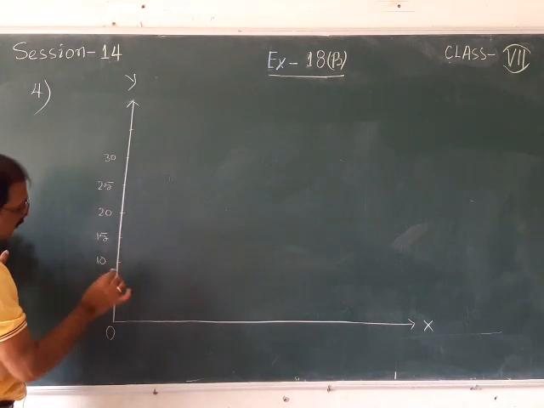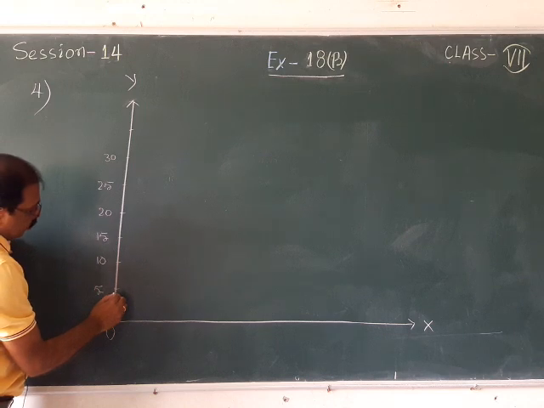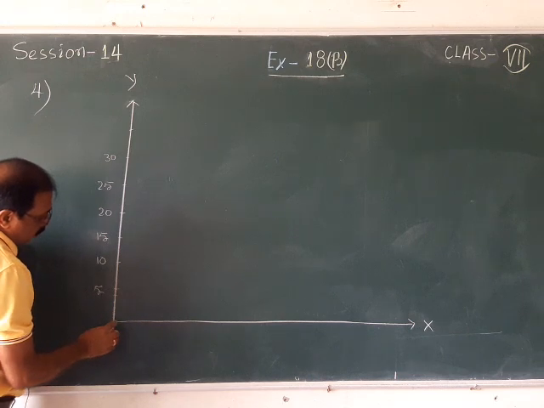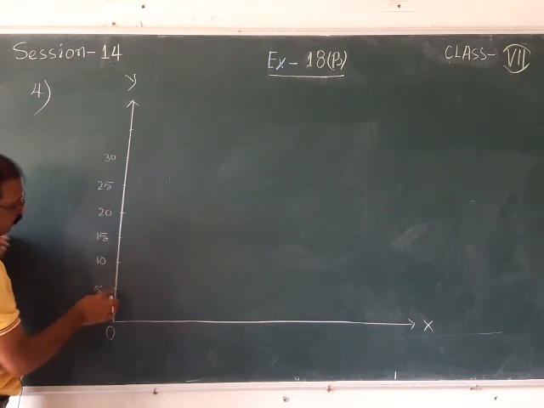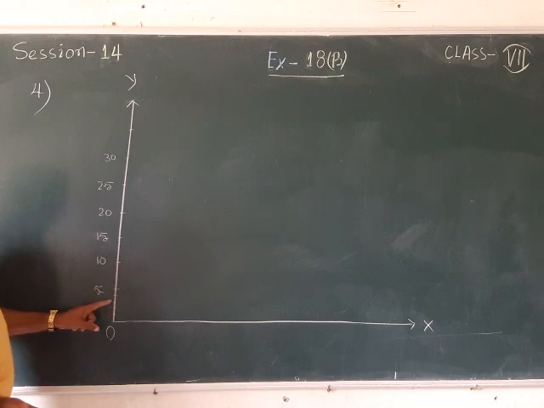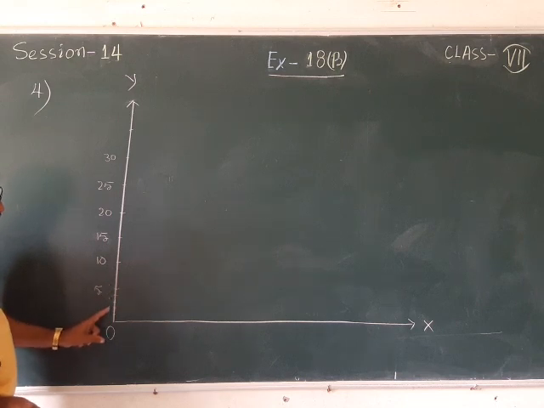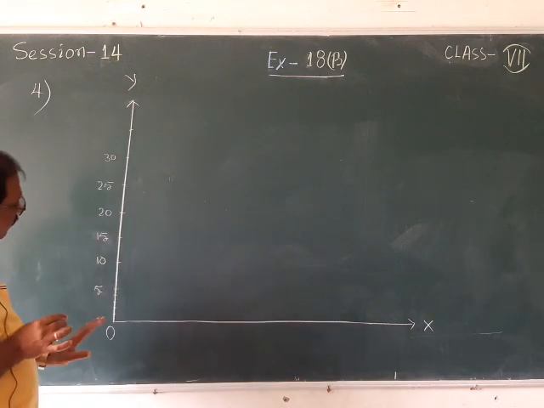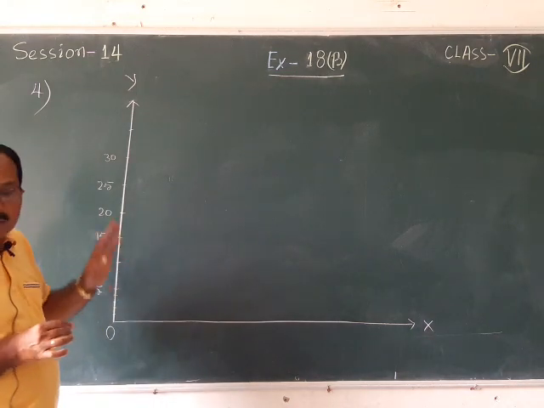In between I am having 5 divisions, so I can take 5 divisions: 1 2 3 4 5, like that. I am not having a graph sheet, but I can mark here at equal distance 5 small divisions as per our requirement when I need it.